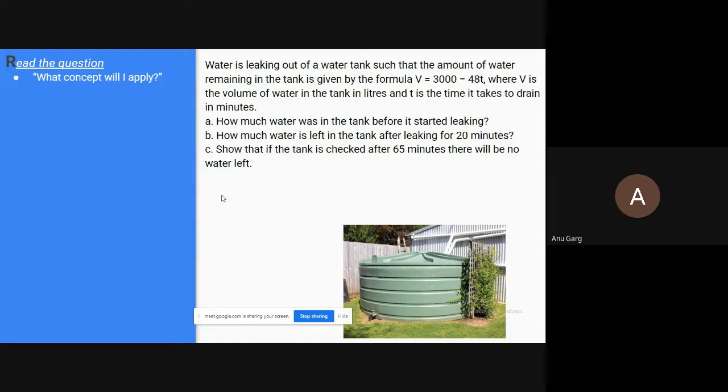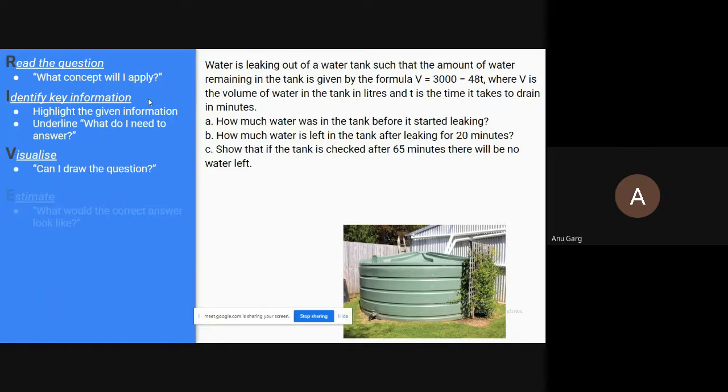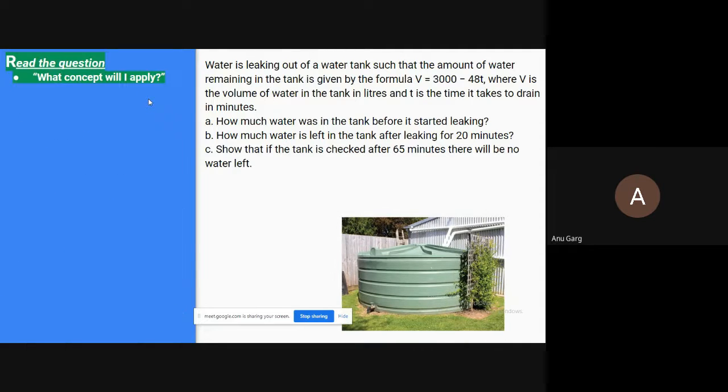Okay, so we have read the question. I'm thinking, here is an equation given, so maybe it's something to do with the linear graph. So I have to apply my understanding of linear graphs here. It's a linear equation. While reading the question, you just start thinking of what concept you will be applying. These are the further steps as I go to the next one.